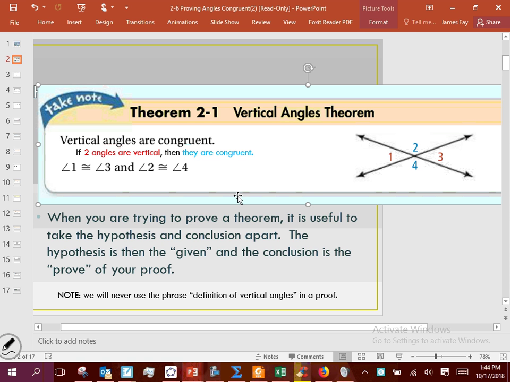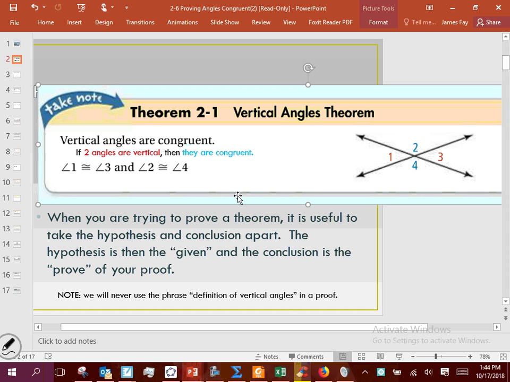Okay, not bringing anything new in and not leaving anything out. Would you guys agree that if I write that phrase, if two angles are vertical, then they are congruent, that's the exact same thing as vertical angles are congruent? Now, the reason I like to write it that way is because the next thing they're going to ask us to do is prove this theorem.